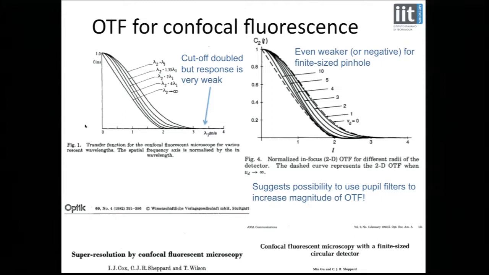This is showing the OTF for a confocal fluorescence microscope. So Ingemar Cox again, in this paper here, we calculated the OTF. And basically, for confocal fluorescence the spatial frequency bandwidth is doubled as compared with an ordinary fluorescence microscope. You see that the response you get out here is seriously weak. It's increased from 2 to 4, but in this band between 3 and 4, there's virtually nothing.